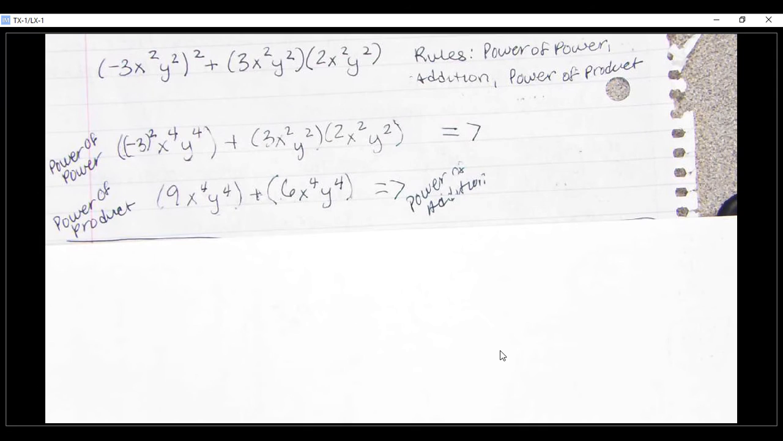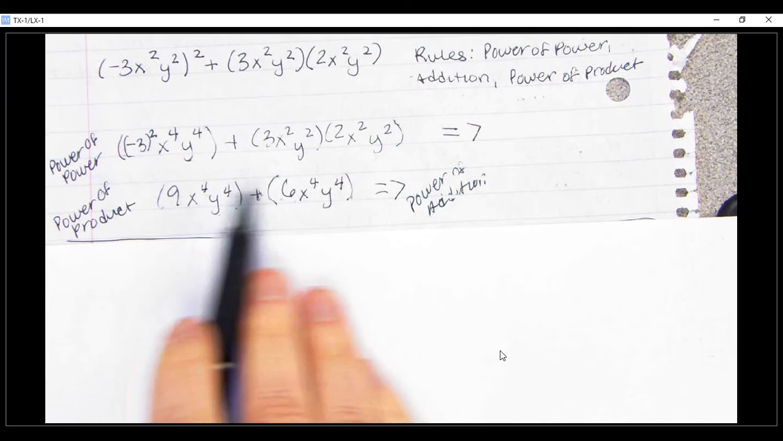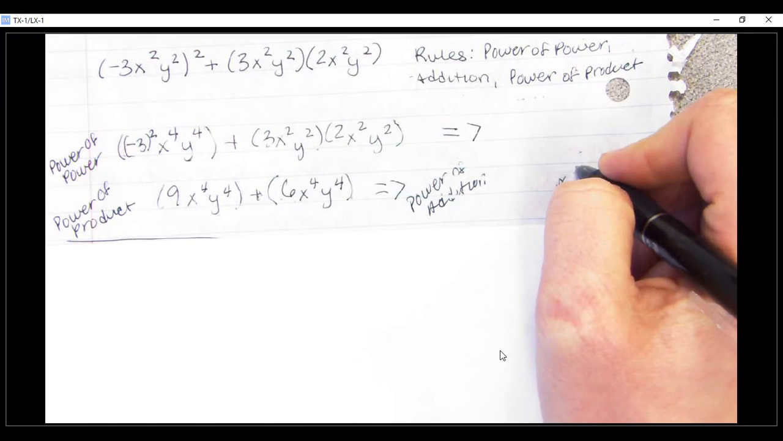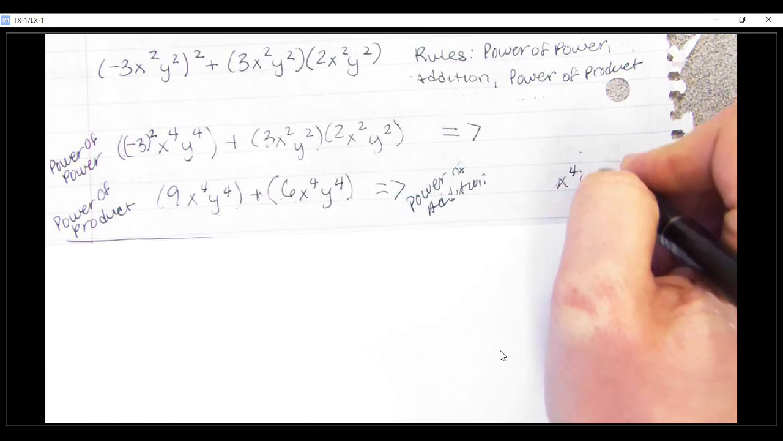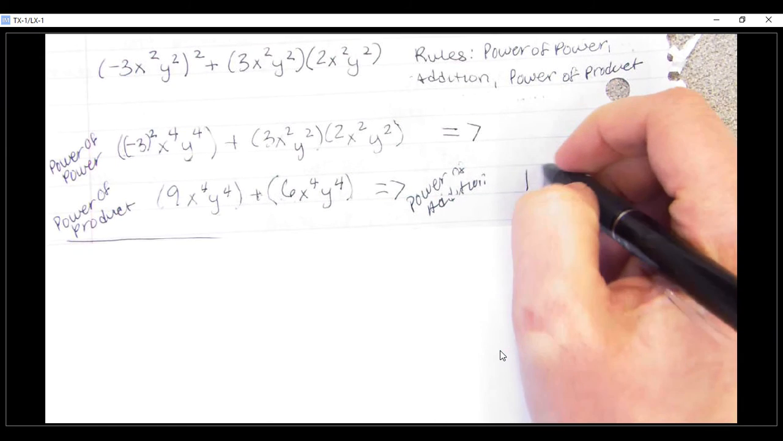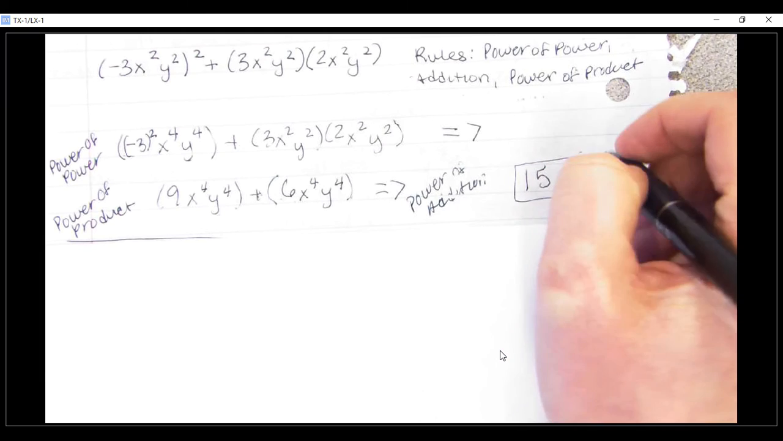Finally, we are able to do our last one, which is power of addition. And again, I have my bases and my powers the same. So I'm going to keep it the way that it is. And I'm just going to add those numbers in front. And 9 plus 6 is 15. And I have my final answer.